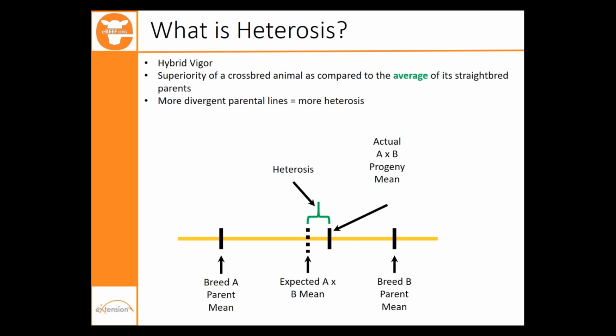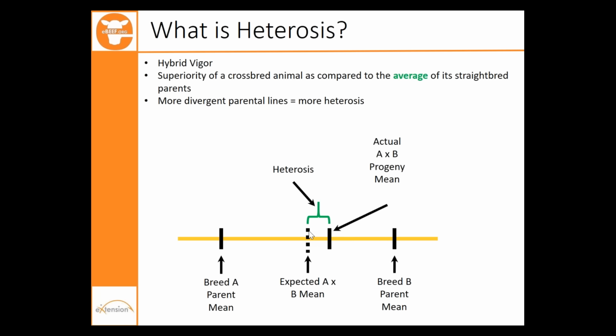Some of you may have heard heterosis referred to as hybrid vigor, but really it's about the superiority of a crossbred animal as compared to the average of its straightbred parents. Let's look at that graphically. On the left of your screen, we've got the mean performance for breed A, and the mean performance for breed B on the right-hand side. The expected performance of an AB crossbred progeny would be where we see that dashed line in the center of that figure.